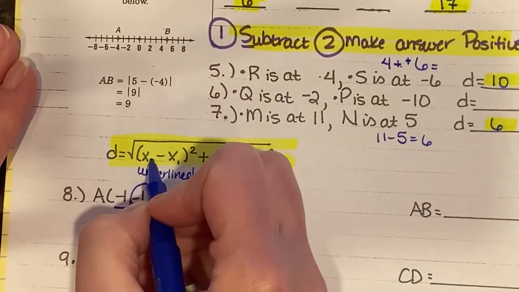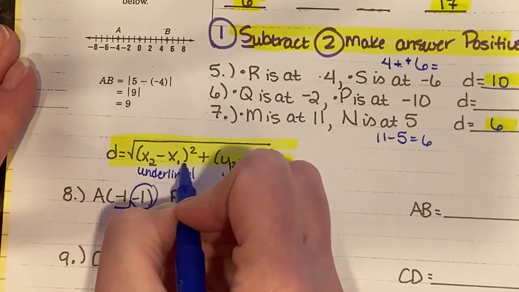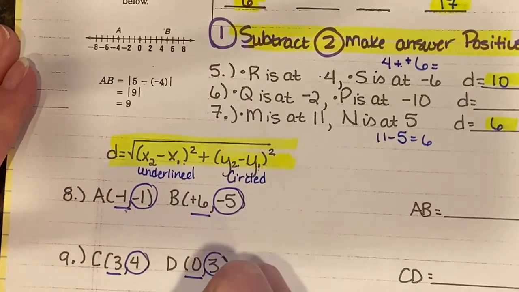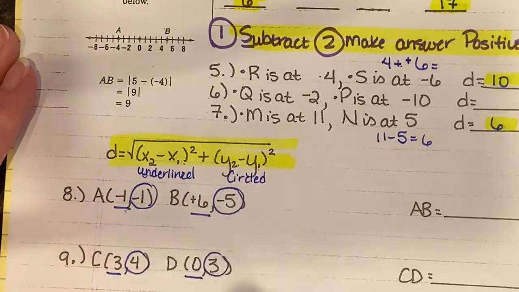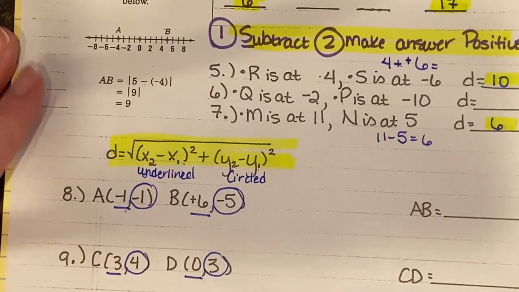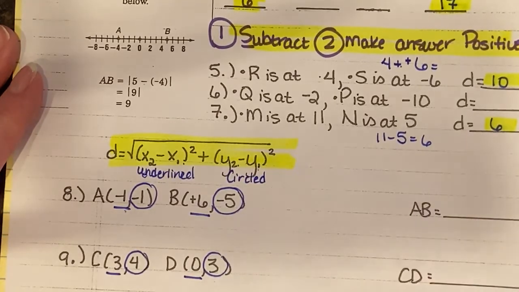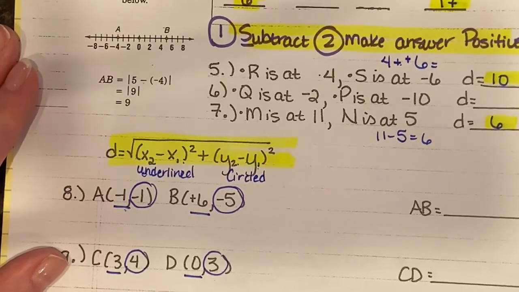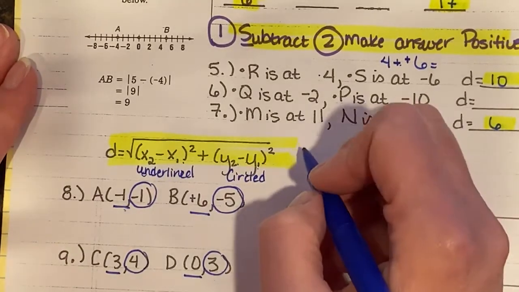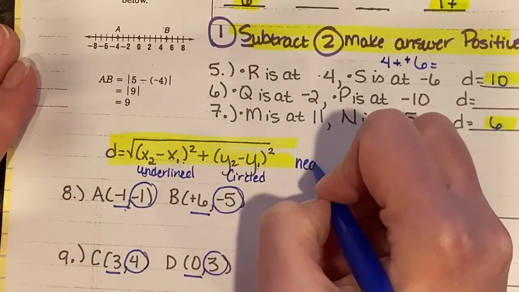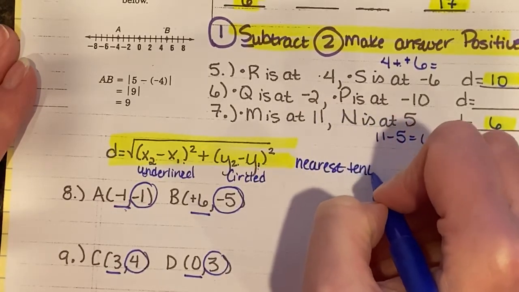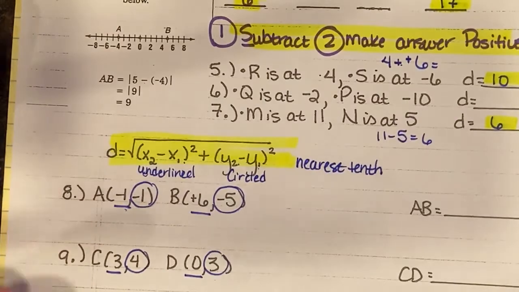That means the second X minus the first X. The second Y minus the first Y. The second underlined number minus the first underlined number. Now guys, all of these are going to be decimals except one of the answers. Remember I said we get lots of decimals in geometry, and you always want to round to the nearest tenth. That's one number behind the decimal. Okay.